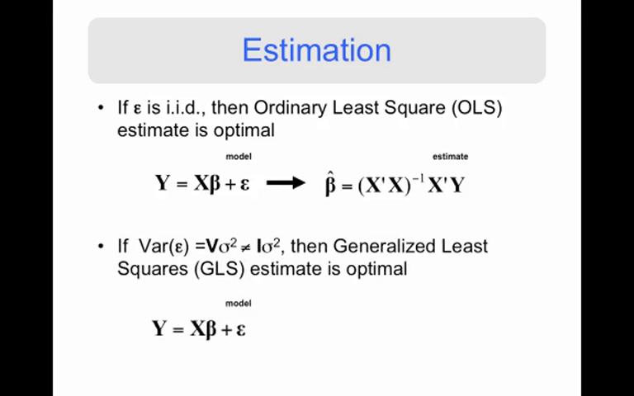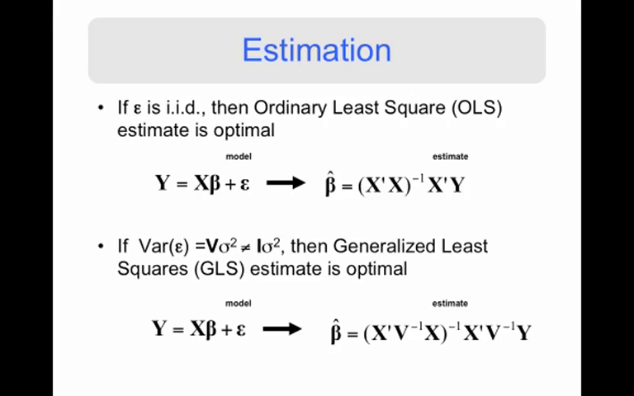Now what happens if we don't have IID noise, and let's say that V is not equal to the identity in this case? Well, then the generalized least squares estimate, or the GLS estimate, is optimal in the same sense. And here we get beta hat is equal to X transpose V inverse X, and the inverse of all that, X transpose V inverse Y. So in this case, we have to incorporate V into our estimates.